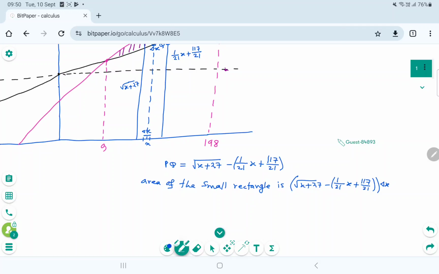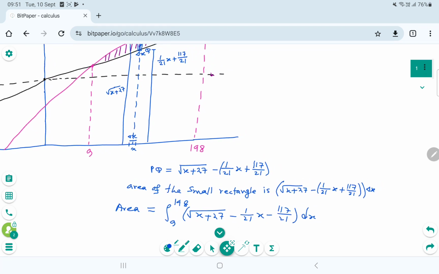But finally there is an error. But how can you remove that error? Just make delta x very small. Then it will convert to the integration, right? So the area is basically the integration, x varies from 9 to 198, of this expression: square root of x plus 27, minus 1 over 21 x, minus 117 over 21, dx. That's the idea.